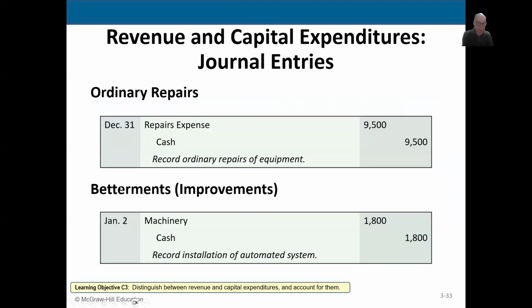A couple of examples of journal entries that we would make for those. An ordinary repair, we just debit repairs expense, credit cash. But if we are improving an asset by putting a new transmission in or automating it or whatever we're doing to it to improve it, to extend the useful life, we debit the asset account. To Leland's point, we increase the value of it. Because that's technically what we're doing. We're extending its useful life. So we debit the asset account and we credit cash.